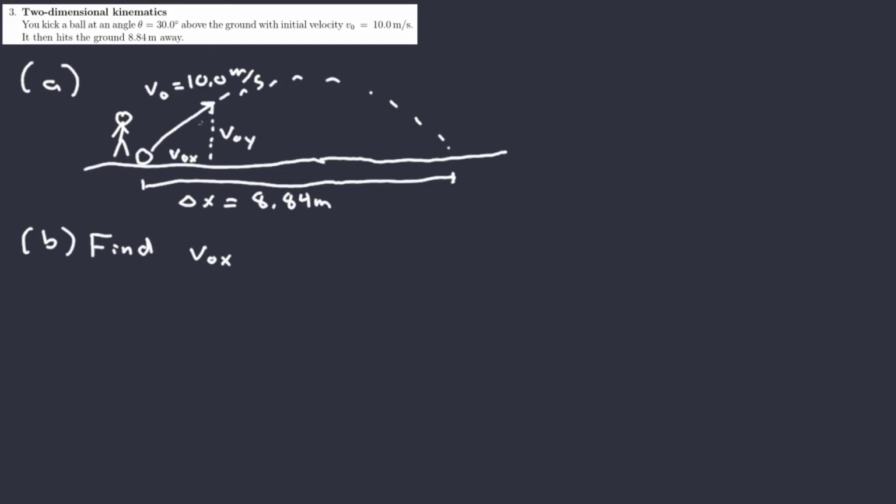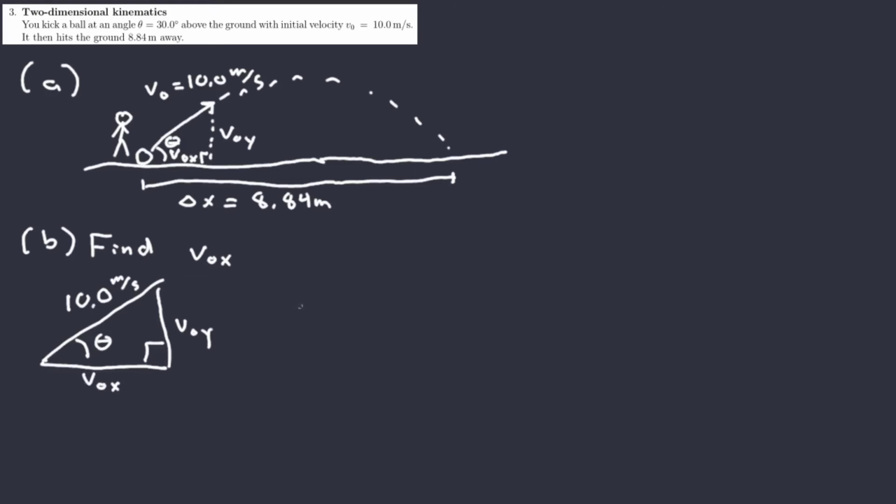So if you hadn't drawn your right triangle in the diagram yet, this would be a good time to draw it. Here's our right angle here. Here's the angle theta. And since that's getting kind of crowded, I'll redraw the angle theta as well as the rest of our right triangle. So the hypotenuse of the triangle is 10 meters per second. The opposite side is v0y, and the adjacent side is v0x.